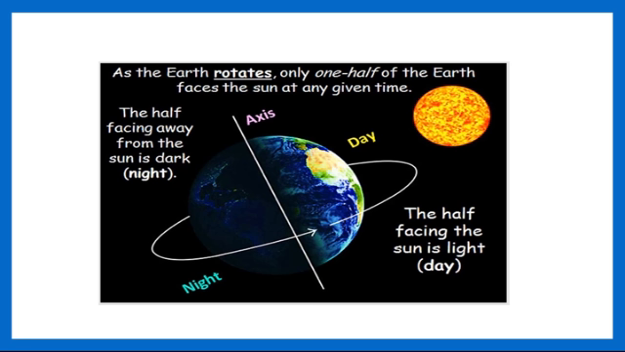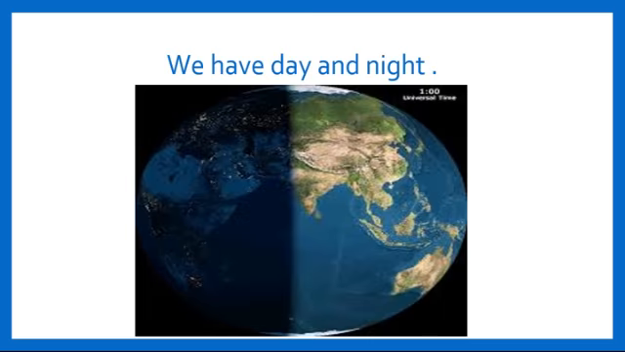How many hours does it take for one rotation on its axis? It takes 24 hours. That's why we have day and night, 12-hour daytime and 12-hour night time. Understood? The earth takes 24 hours to complete one rotation on its axis, but in orbit it takes 1 year. These are the movements of the earth.